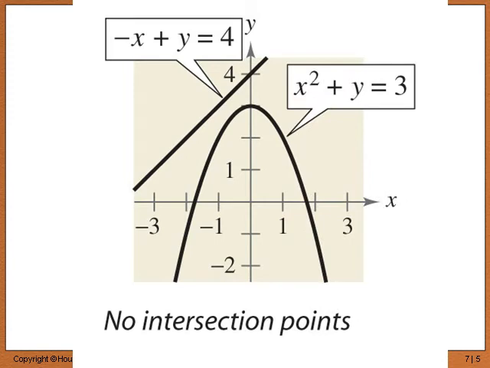Here's an example of a nonlinear system that has no solution. Graphically, that means that there are no intersection points. There's no ordered pair that satisfies both equations. So there's no solution, no intersection points.